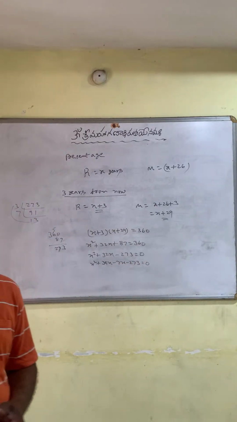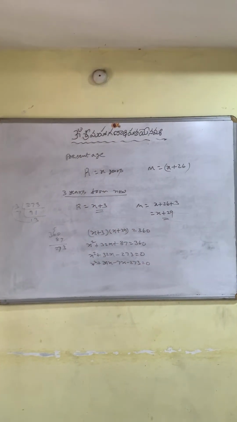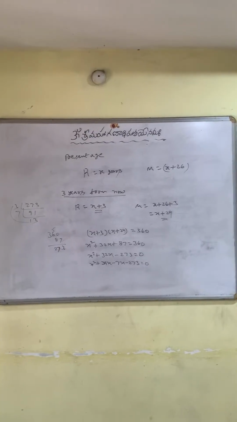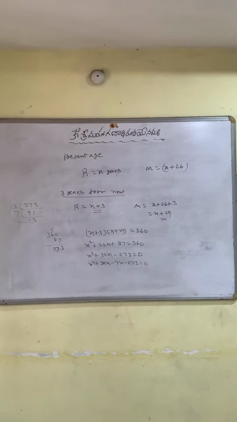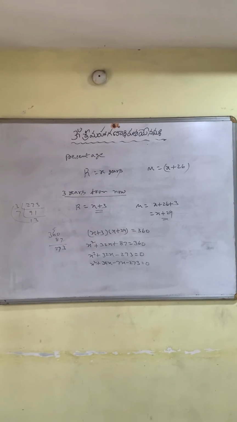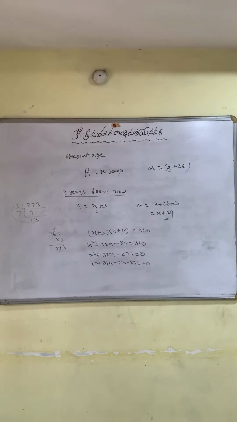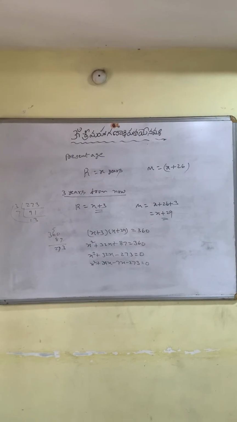I think x is 7, correct. Rohan's present age is 7 years, and his mother's present age is 33 years.